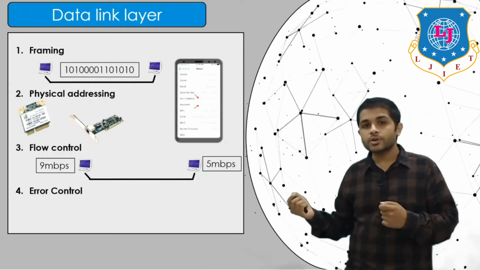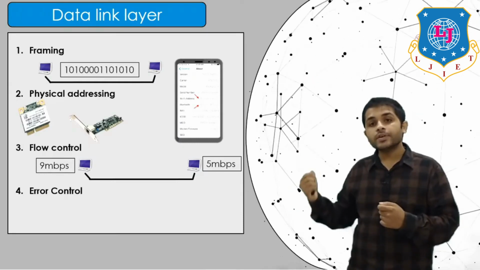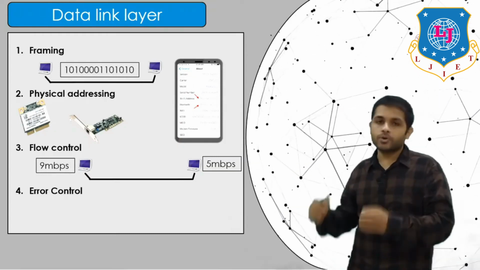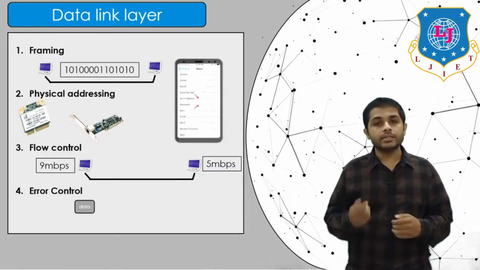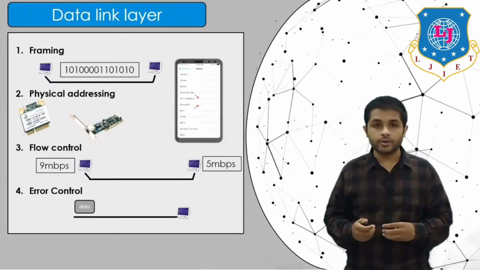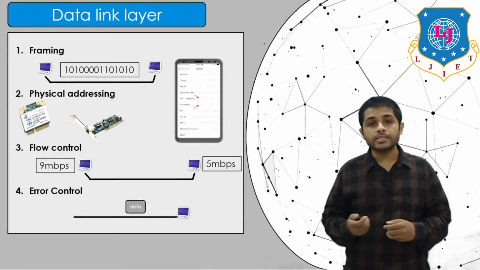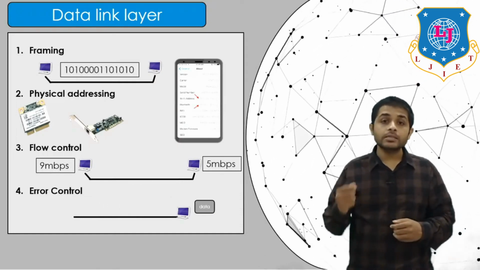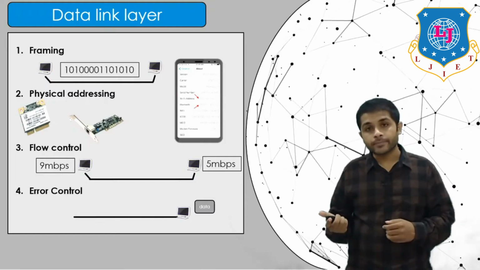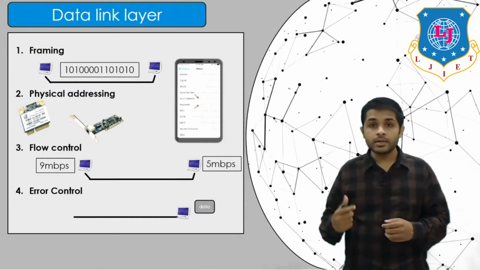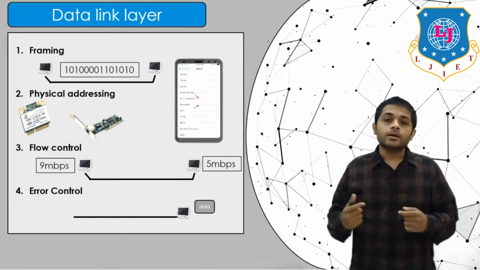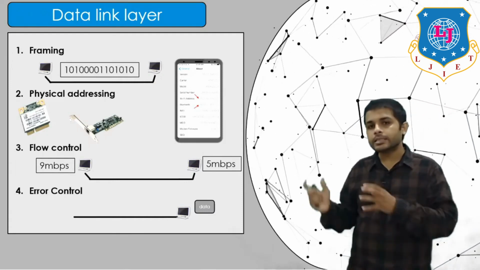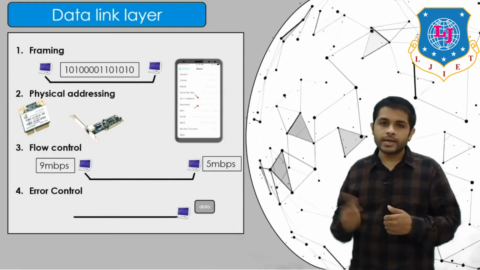If the receiver has not received data, or the receiver is receiving data slowly, the sender will send data at a very low rate. And the last responsibility is error control. It means when the device receives data, it will check whether the received data has any error or not. If the received data has any error, then it can request the sender to send data again, or it can detect the error on its own and correct the error.